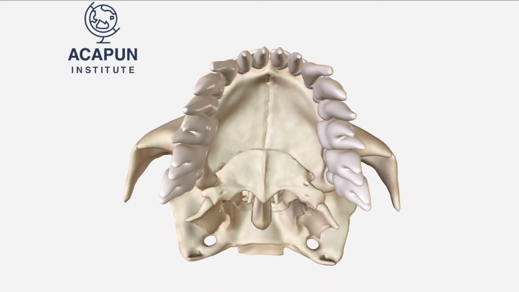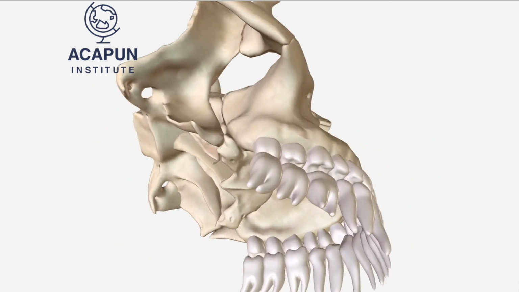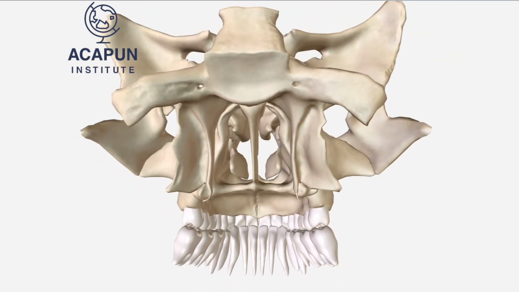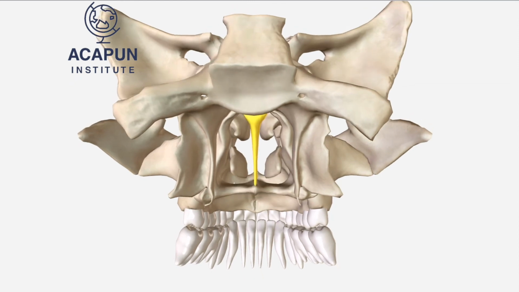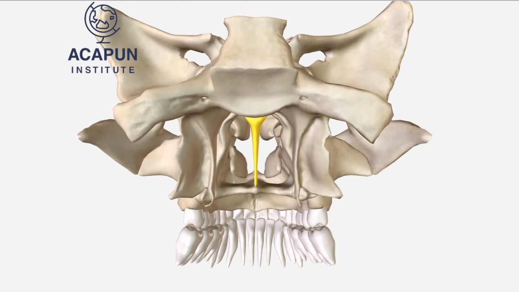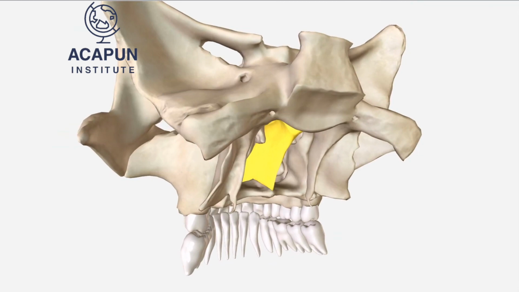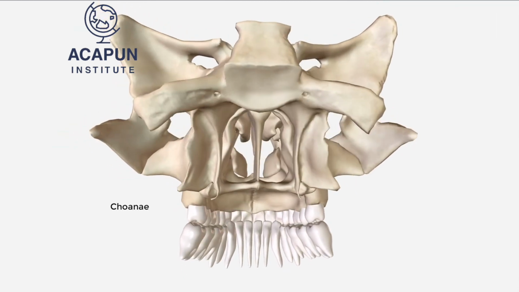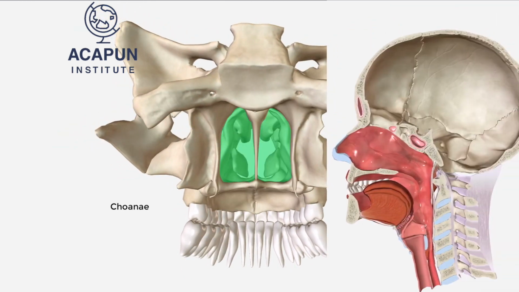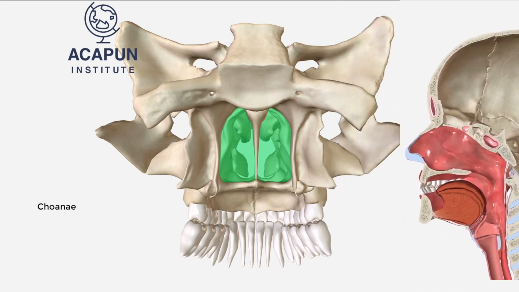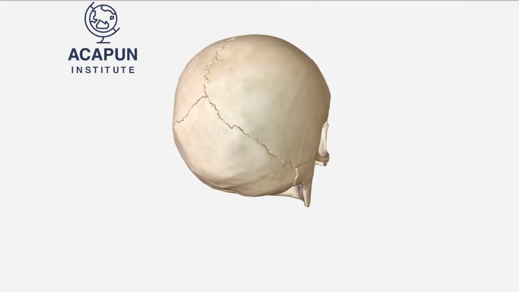I've removed the bones of the neurocranium, and if we look posteriorly at the nasal cavity, just posterior and superior to the palatine bones, we have the final bone, the unpaired vomer. We already saw this from the anterior view through the piriform aperture. The vomer separates the posterior nasal apertures, known as the choanae, which is where the nasal cavity opens into the nasopharynx. So that's the anatomy of the facial skeleton.